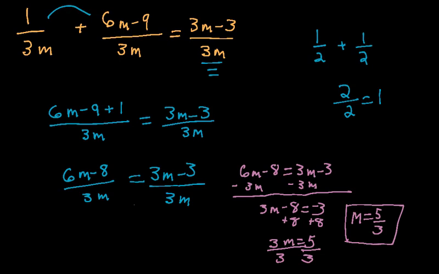So that's it for the first one. All we did was notice that the denominators were the same, so we were able to just add our numerators to figure out our answer. Our answer is m equals 5 over 3.